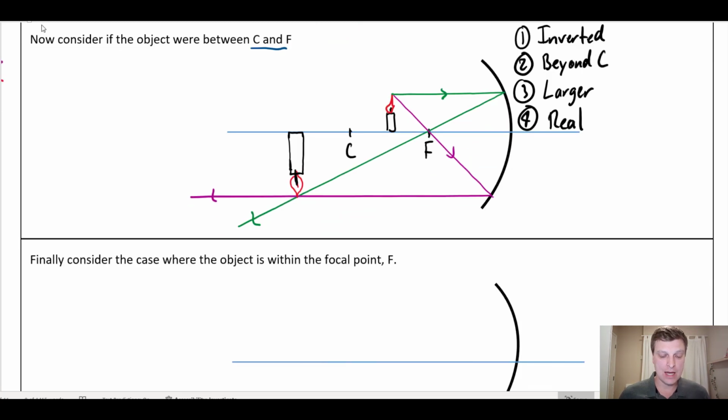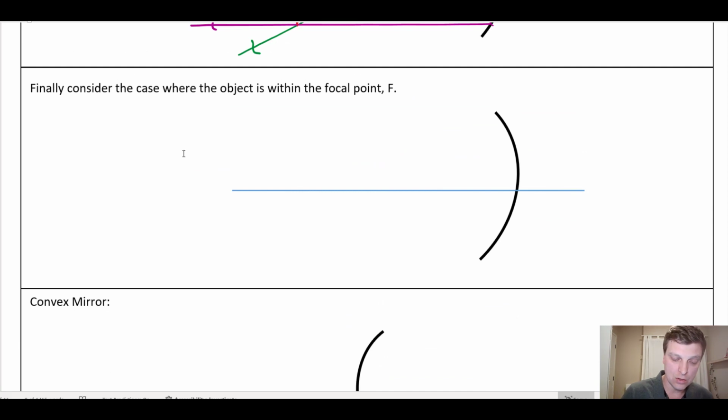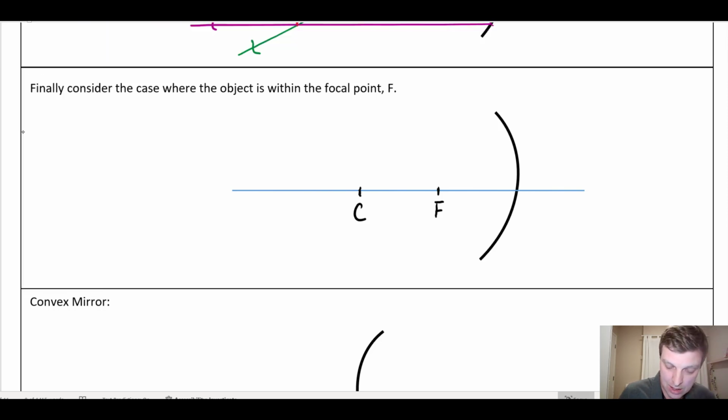Okay, so now let's imagine what happens if we are within the focal point. Okay, so within the focal point F. And so again, I'm going to draw my starting position. So I've got a 3 and a 6 centimeters there. So there's my focal point, and then there's my center of curvature. And so I'm going to draw an object that is within the focal point. I can't think of anything too exciting, so I'm going to draw just an arrow. Okay, so here's an arrow, and it looks like this.